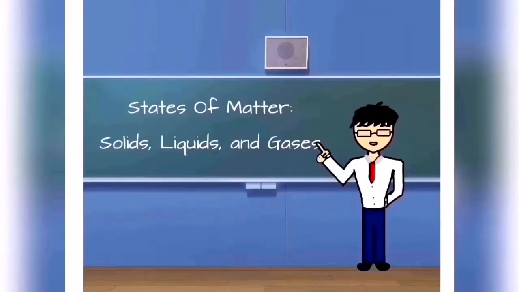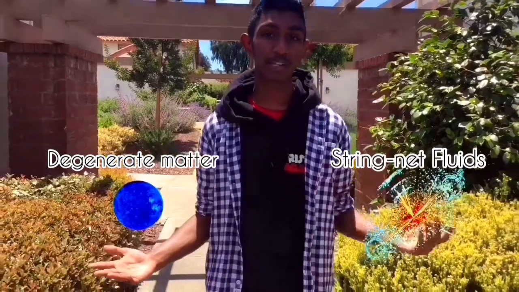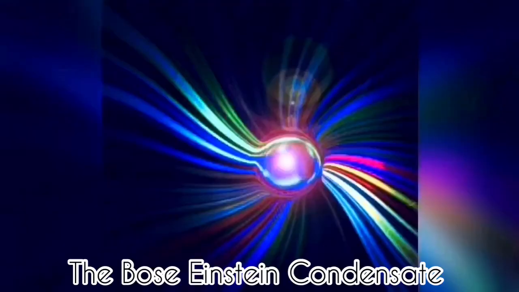I'm sure you all remember back in elementary when the teacher first told the class about the three states of matter: solids, liquids, and gases. And there was always that one nerdy kid who would ask, what about plasma? Well, these are the states of matter that have naturally formed in our universe. However, there are several others besides these four that scientists have created over time, such as degenerate matter and string-net fluids. But probably the most important is the fifth state of matter, the Bose-Einstein condensate.